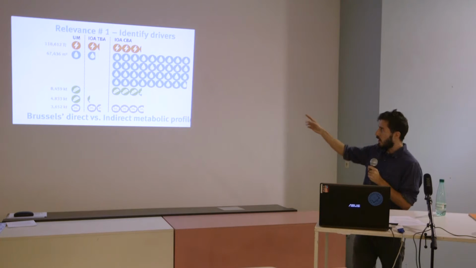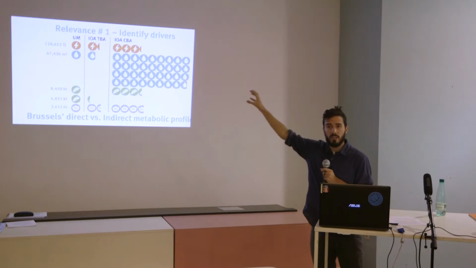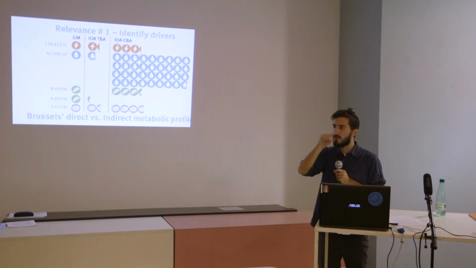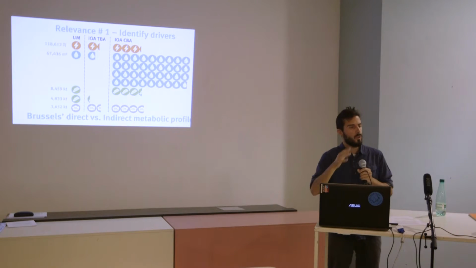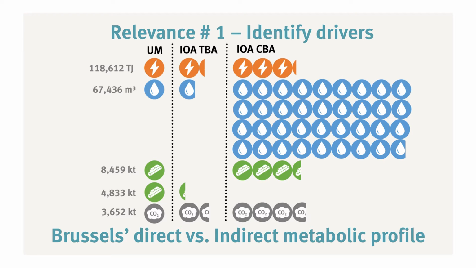This is Brussels. On the left are the figures I showed you at the very beginning, you know, these linear flows of Brussels. So you have figures, and this is the territorial approach. So you draw a line, you count how much goes in, how much goes out.